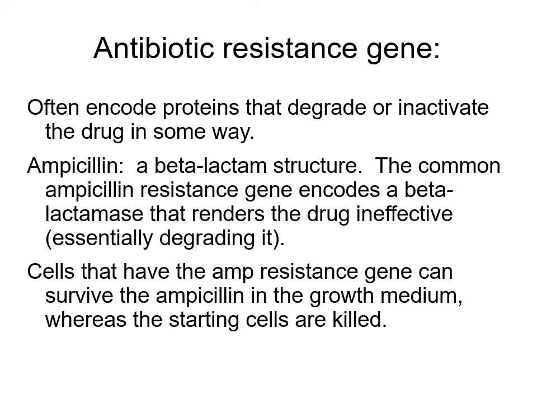So ampicillin has a beta-lactam structure, and the common resistance gene encodes the beta-lactamase, which renders the drug inactive. So cells that have that gene in them, in our case on a plasmid, can survive the presence of the ampicillin, whereas untransformed cells are killed. So our drug is the ampicillin, and our beta-lactamase is the resistance mechanism. And that gene is often found on standard E. coli plasmids.